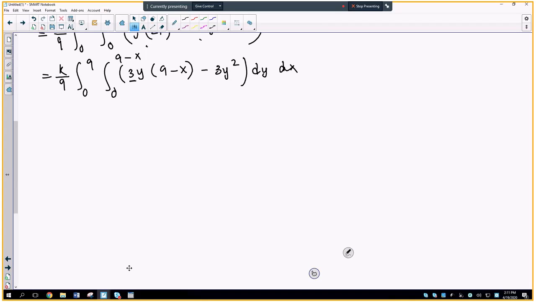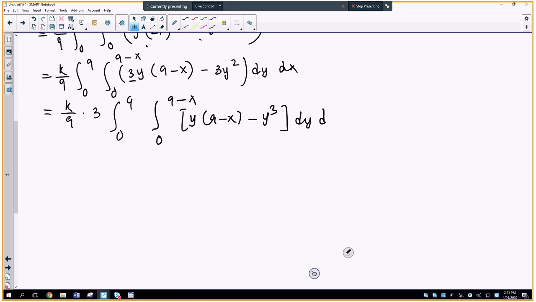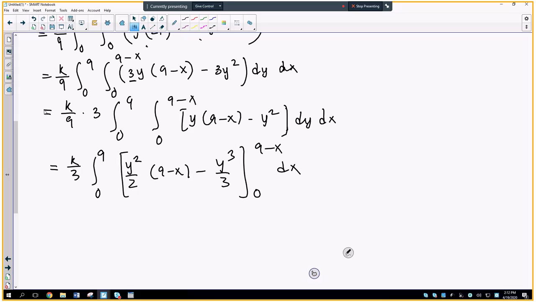And then I start doing the antiderivative. Okay, so let us do the integration now. I will take this 3 outside and write it as k/9 times 3, the integral 0 to 9, and then the integral 0 to 9 - x of y times (9 - x) - y squared, and that is the integrand, which we will integrate with respect to y first. So now we can take the antiderivative. Call it k/3, the integral 0 to 9, and you get y squared over 2 times (9 - x), minus, after the antiderivative, y cubed, so y to the power 3 over 3. And don't forget, I'm going to put the limits in as 0 to 9 - x, and then integrate with respect to x.